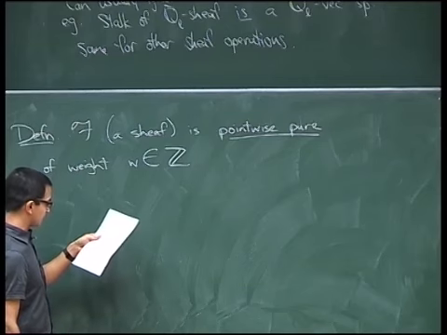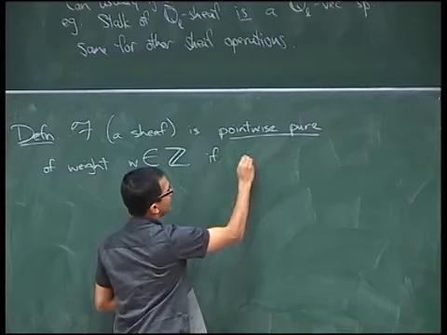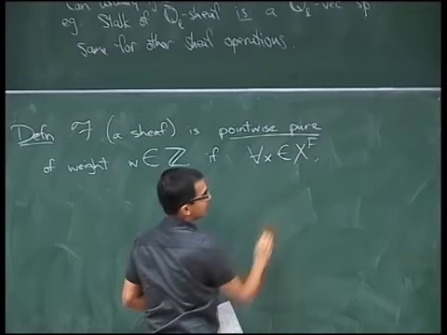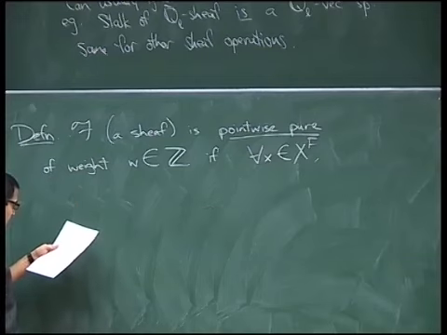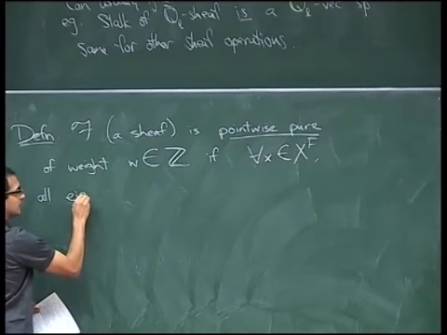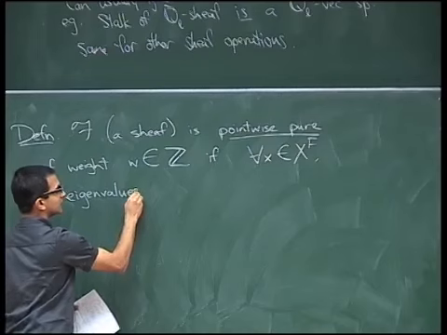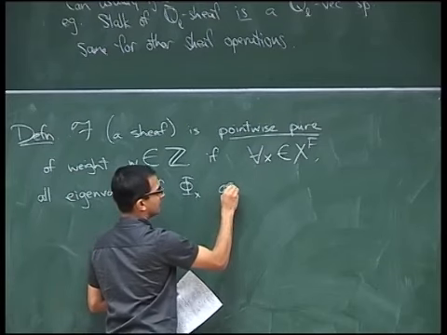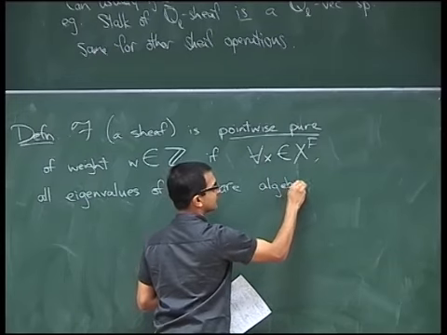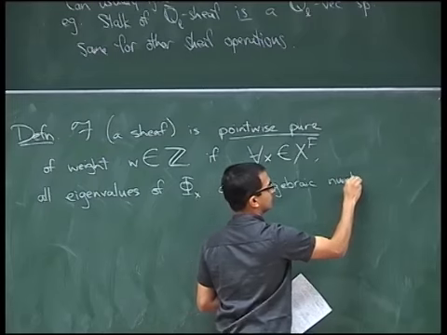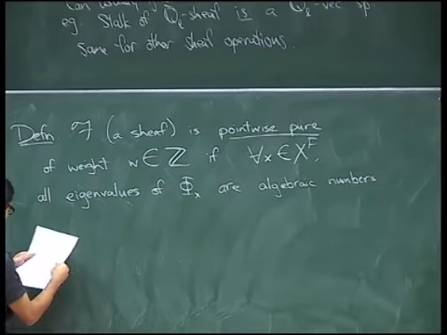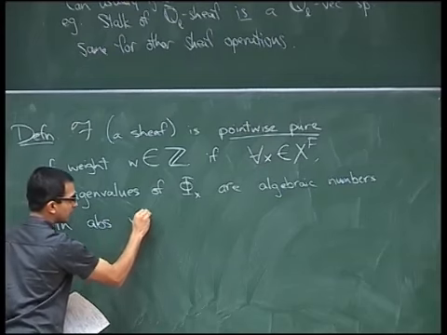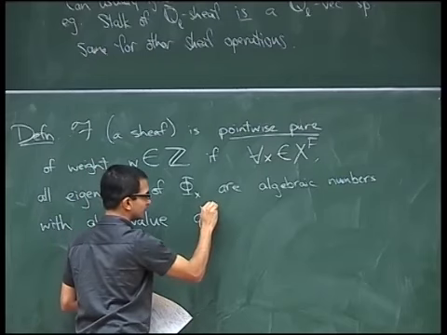Okay, so F is pointwise pure of weight W if for every F_q point of the variety, so for every Frobenius fixed point x, all eigenvalues of phi_x are algebraic numbers with absolute value q to the W over 2.